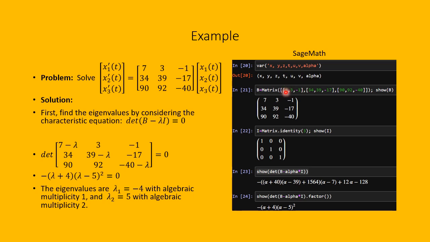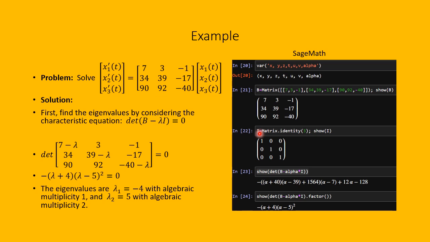The row is enclosed in square brackets on the left and on the right, and the whole matrix is also enclosed by a square bracket on the left and one on the right. So we define B to be this matrix, and then we'll show B. This will display the matrix B, which we see is the same one that we have right here.